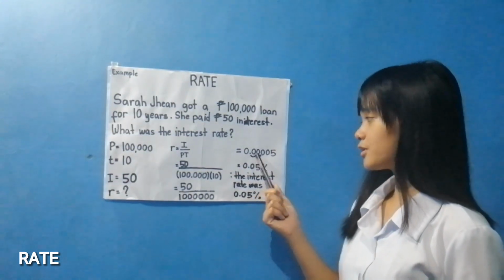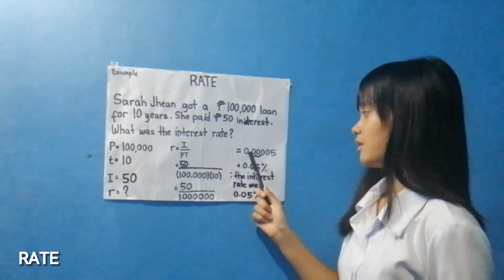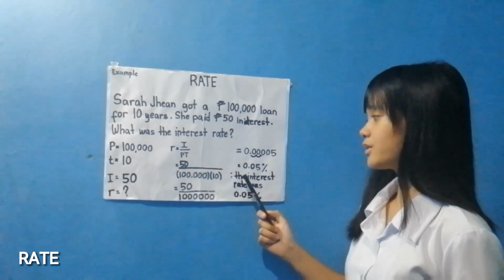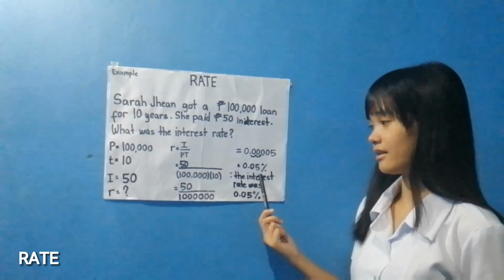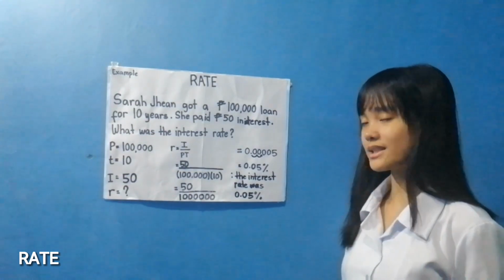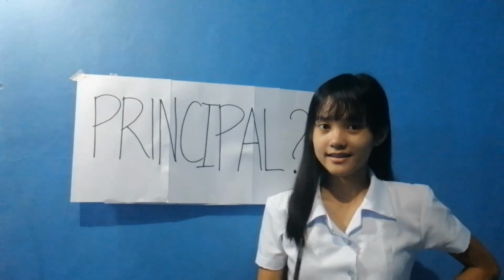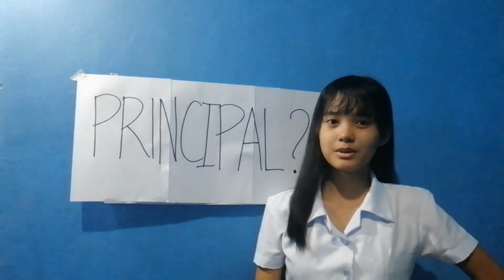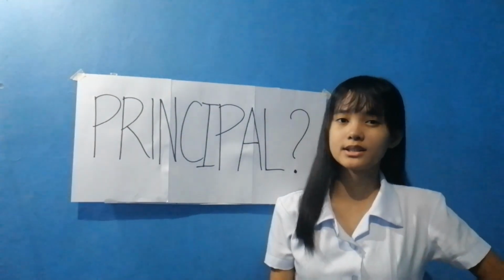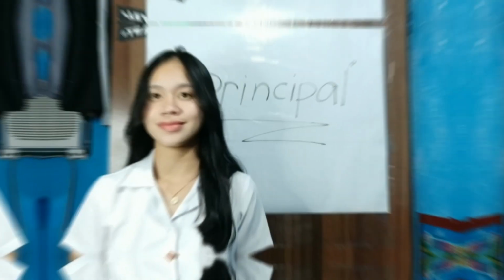Then move 2 decimal places. 1, 2. The answer would be 0.05%. So the interest rate was 0.05%. And that's how to solve rate. But what if our problem was finding the principal?